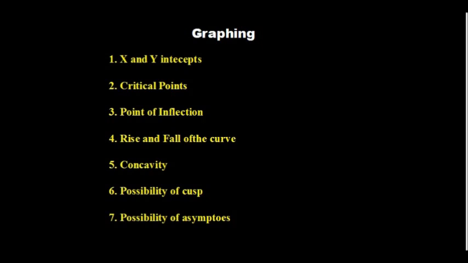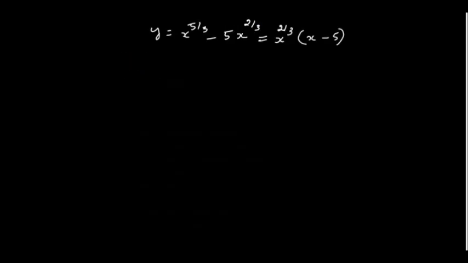Let's take the curve y is equal to x raised to 5 by 3 minus 5 into x raised to 2 by 3. The same curve I can rewrite as x raised to 2 by 3 into x minus 5. Just for ease in the calculation, we will write in this form. So as I told, let's see one by one.